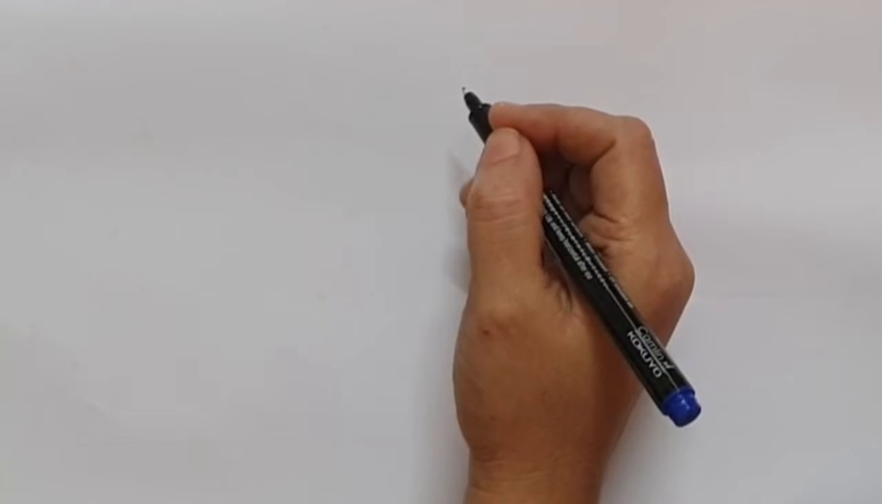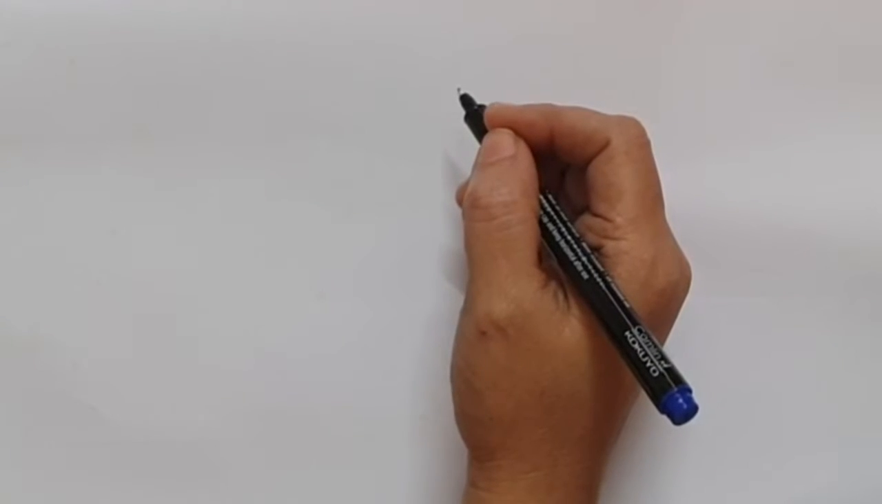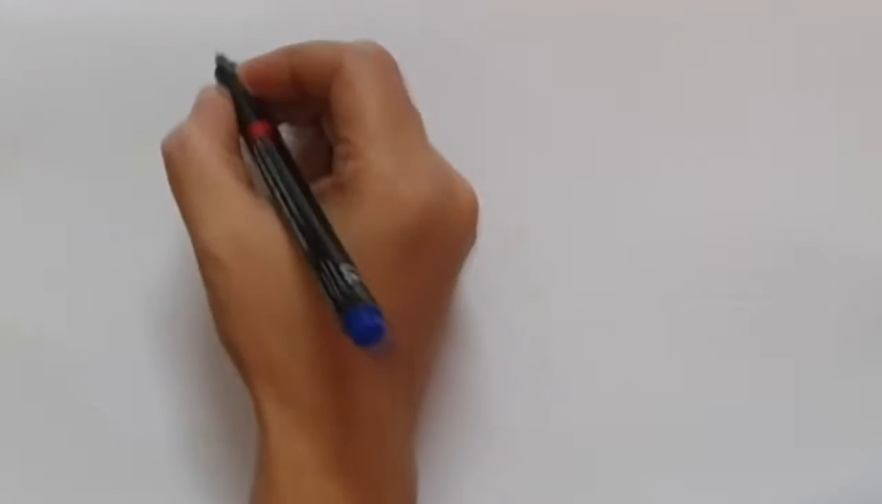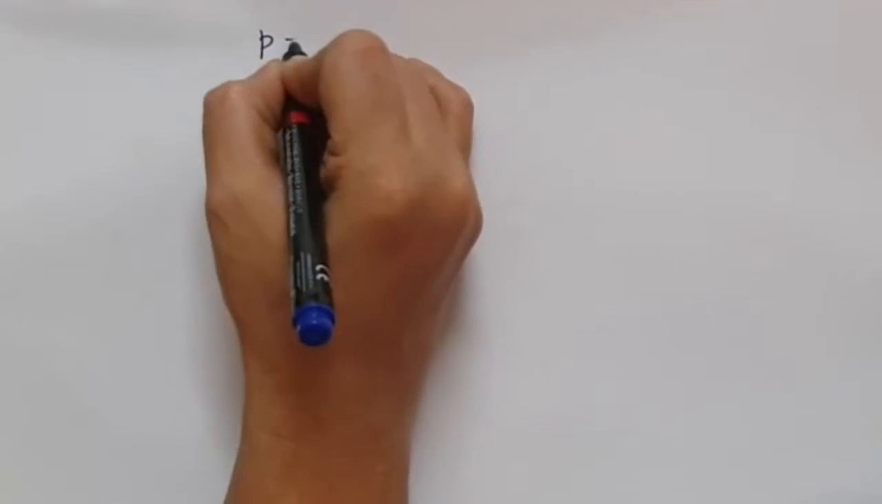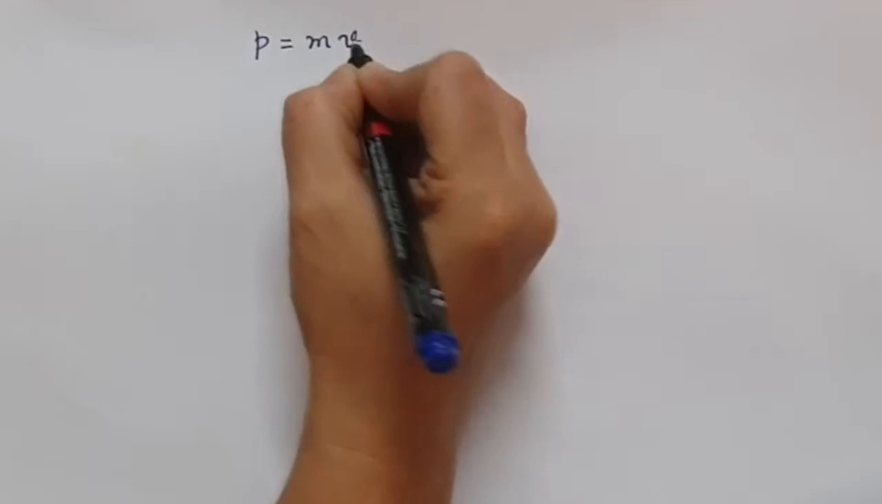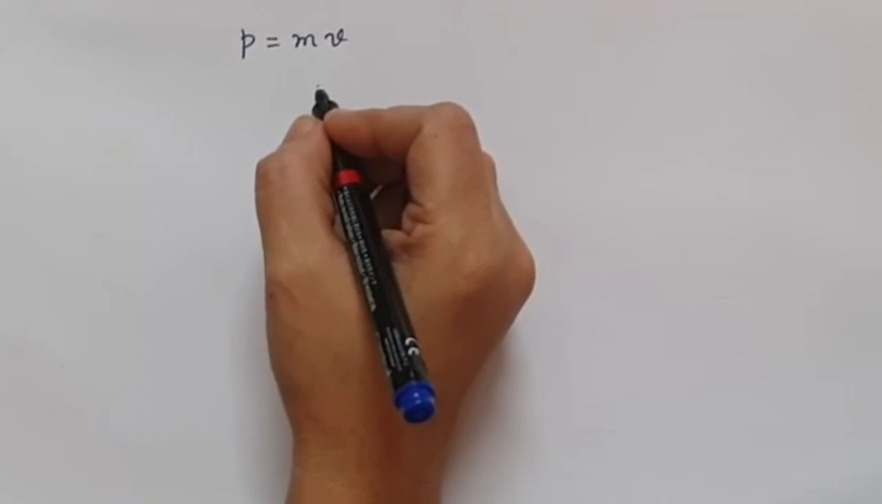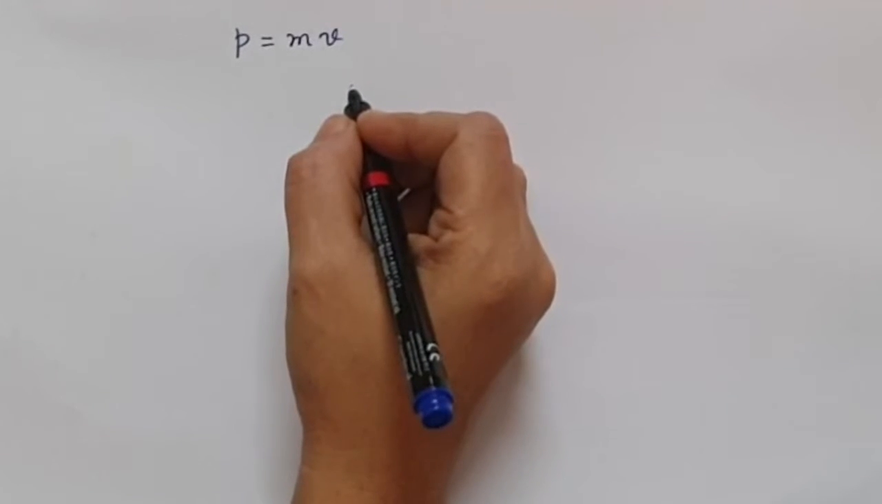Momentum. The momentum p of a particle is a product of its mass m with the velocity v. That is, momentum p will be equal to m multiplied by v. So any object that is moving will have momentum.